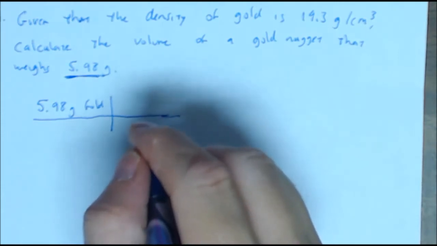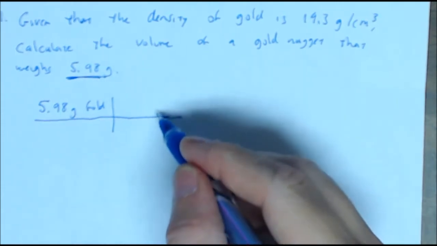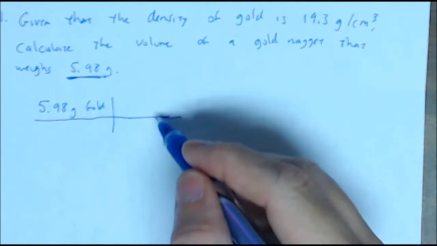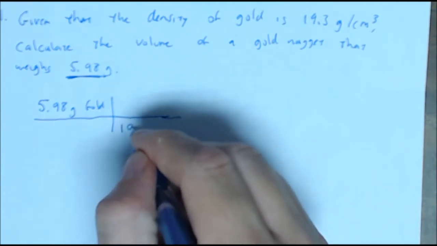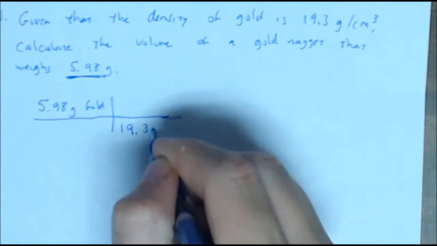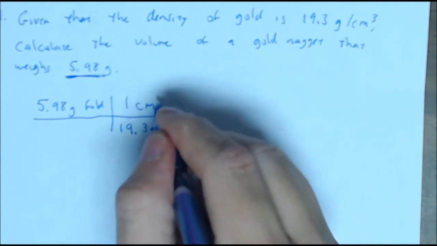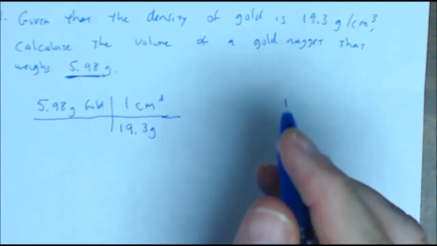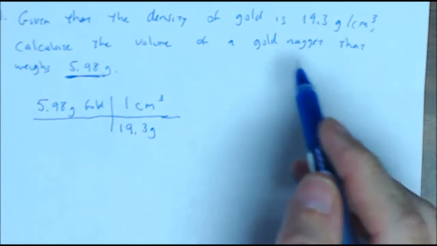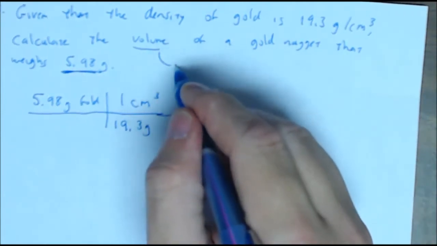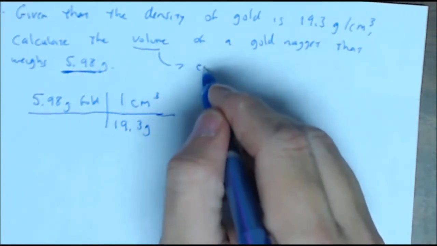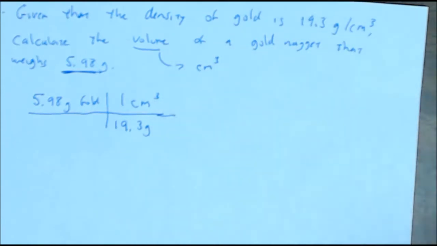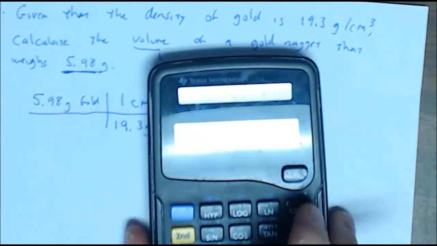Now there's two places to put that. If I put 19.3 grams up on top, the grams become squared, so we don't want to do that. So let's do 19.3 grams per 1 centimeter cubed. And what we are looking for is the volume, and volume is a cubic measurement, so that's centimeter cubed. Easy enough. One-step problem here. So, get out the calculator.